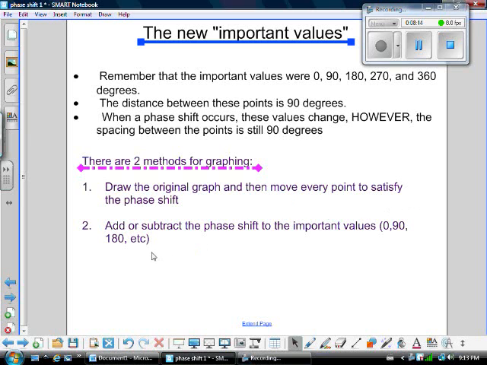So what I usually do is method number 2, and all it means is I'm going to add or subtract that phase shift number, that number that's in with the x, to those original important values, the 0, 90, 180, etc. Because if I do that, then I only have to make one graph and I can see what it is, and there's no guesswork on my part. Okay, so let's look at some examples now.